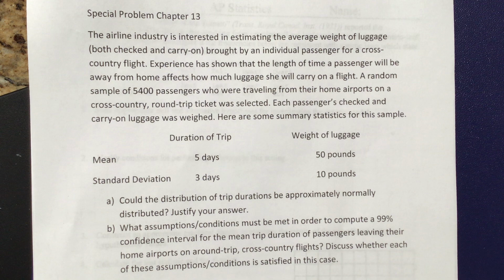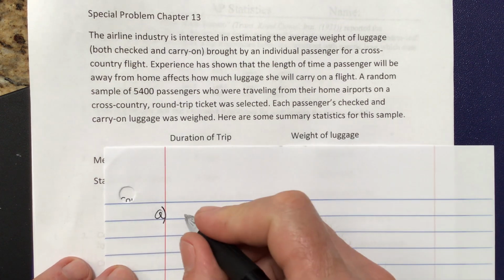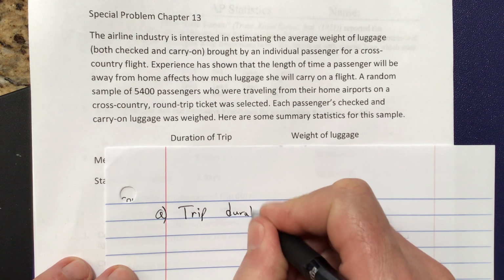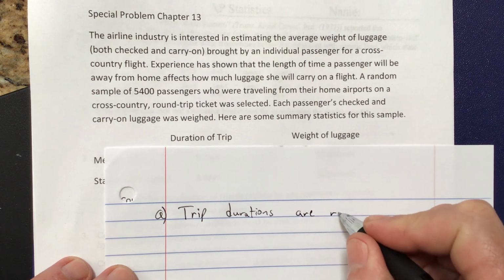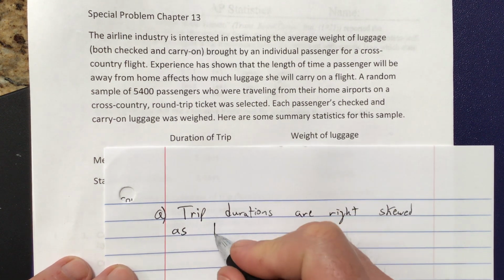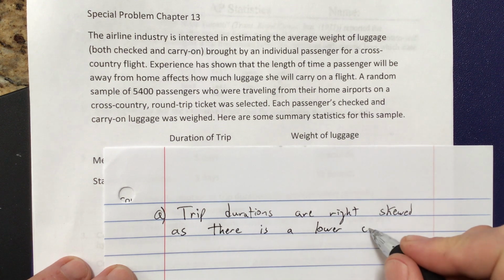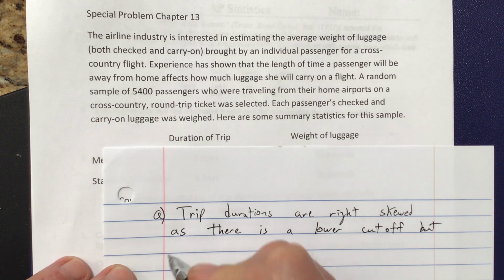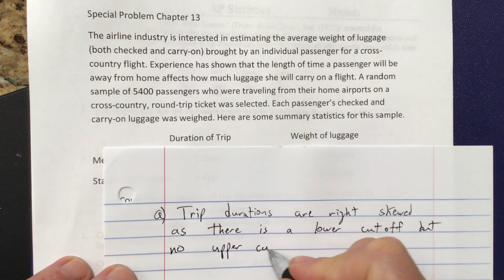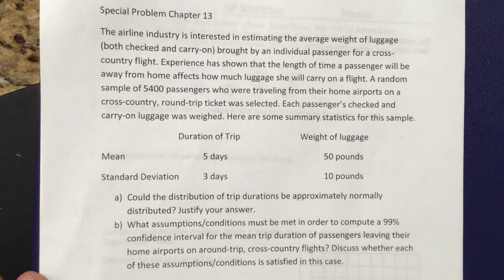So the answer, of course, no. This must be right skewed, as there is a lower cutoff, right? But no upper cutoff. So, you know, some people are going to take very long trips, so there's a long right tail here, but we don't have a left tail at all. It gets cut off at 1 day or a half day or whatever it is. Okay, that was easy.